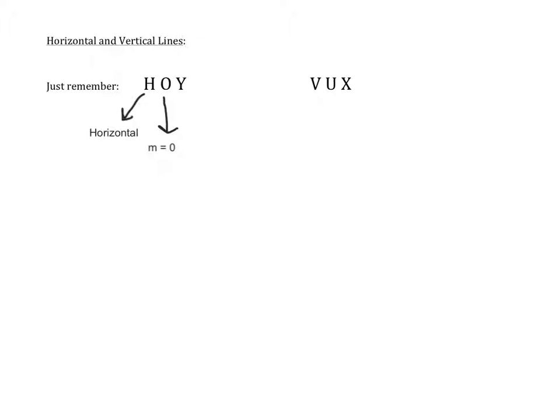And an equation that is a horizontal line is y equals. So for example, if I had an equation like y equals 3, I would know that's a horizontal line with a 0 slope going through the y-axis where y is equal to 3. As far as VUX goes, the v stands for vertical. The u stands for undefined since the slope of a vertical line is undefined.